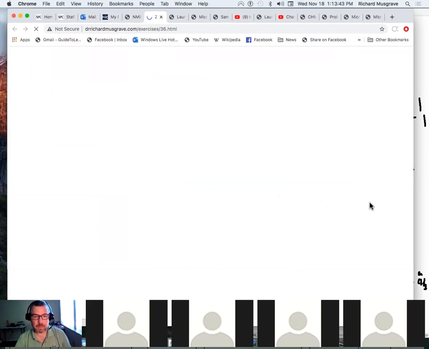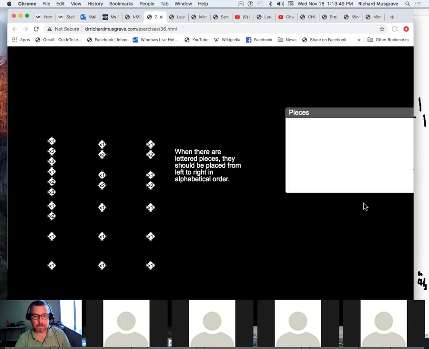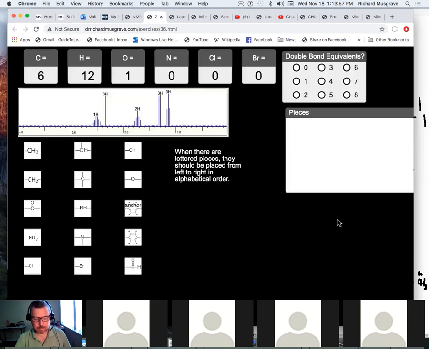I'm just going to pick one at random. I'll do number 36. Give it a second to load up, especially the first time you do it. It's not quite loaded up yet. There we go, now it is. Now you might have to reduce the screen size here, so Control plus or Control minus.